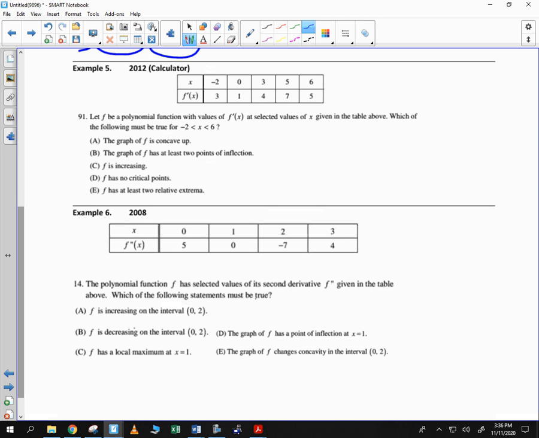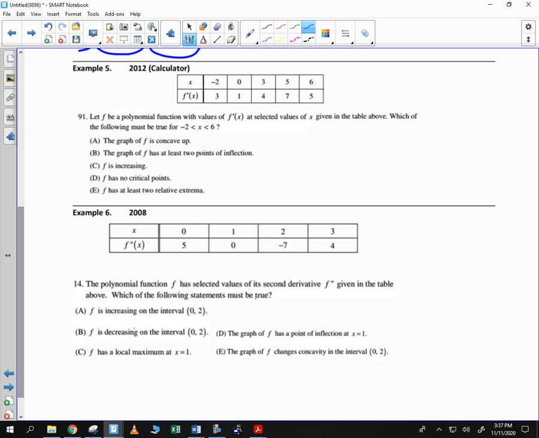Let f be a polynomial with values of f prime selected. Which of the following must be true between -2 and 6? So if you look at these f prime values, it looks like each one is positive, okay? Looks like these are positive here. It says the graph of f is concave up, okay? The graph of f has at least 2 points of inflection. f is increasing, f has no critical points, and f has at least 2 relative extrema.